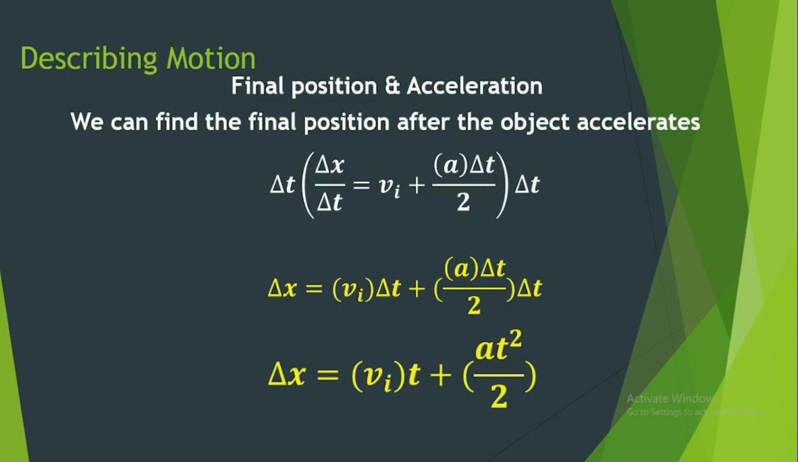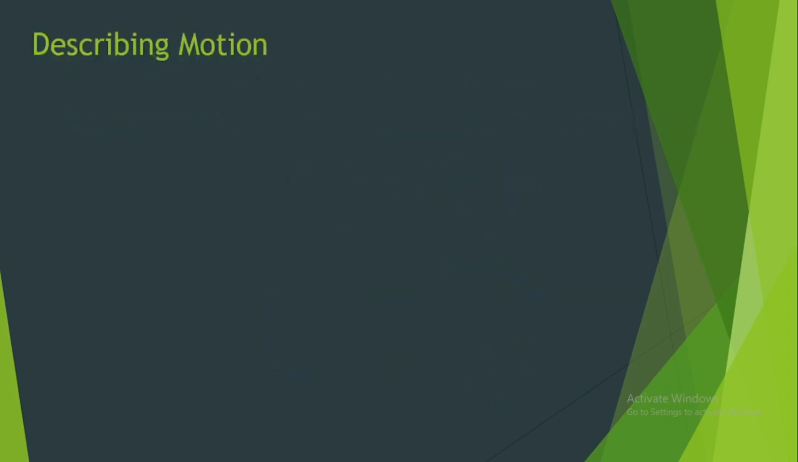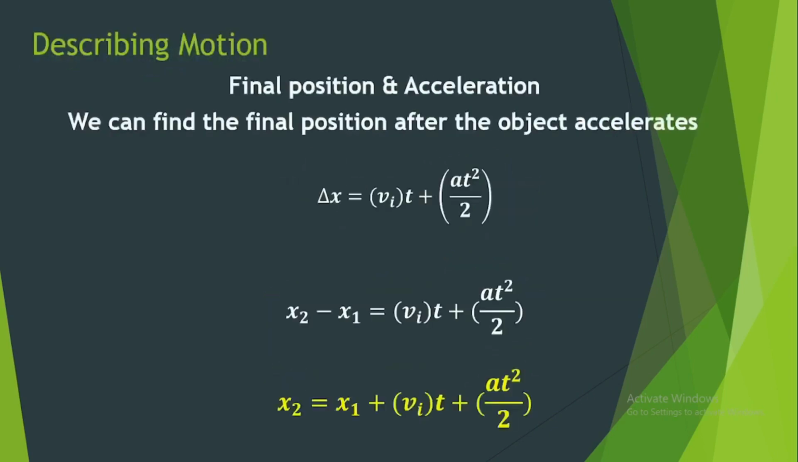We can solve for x sub 2, and we find that x sub 2 is equal to x sub 1 plus v sub i times delta t plus the quantity of a times delta t squared all over 2. This is our equation 8.